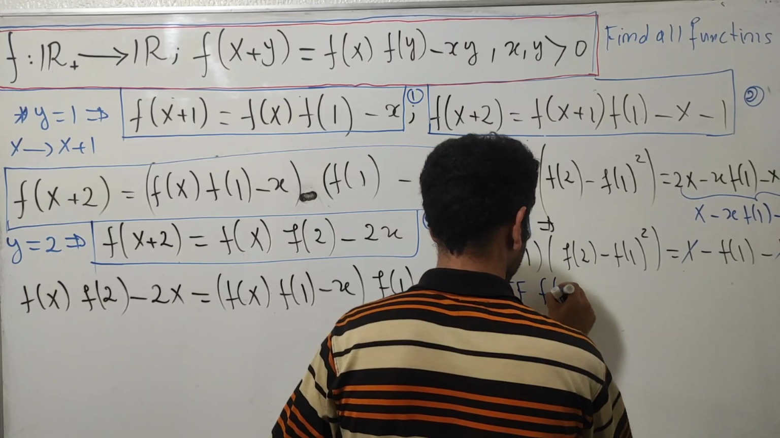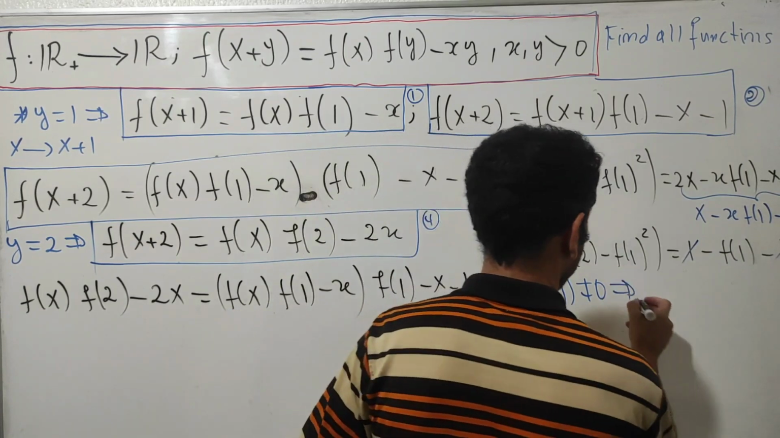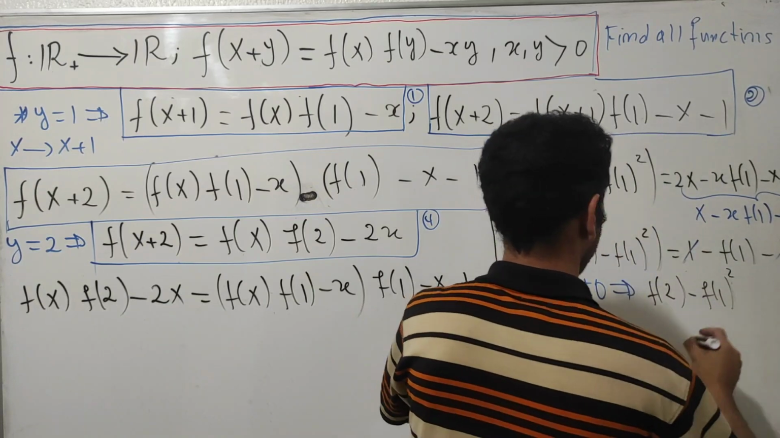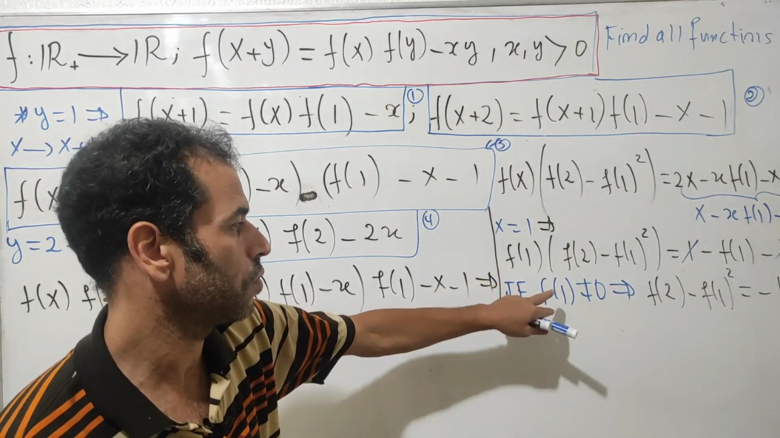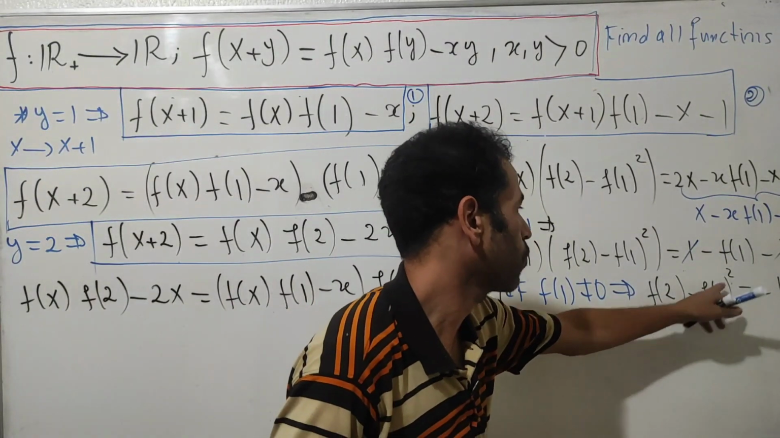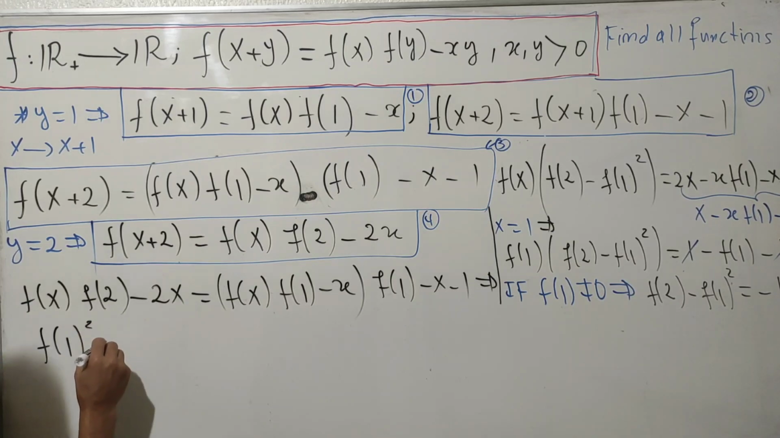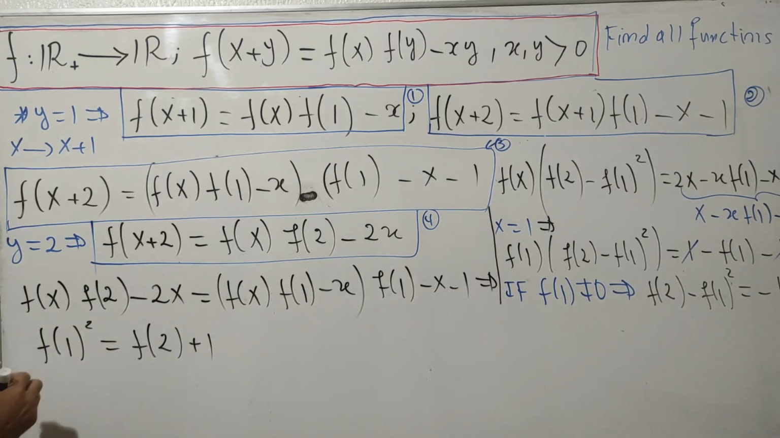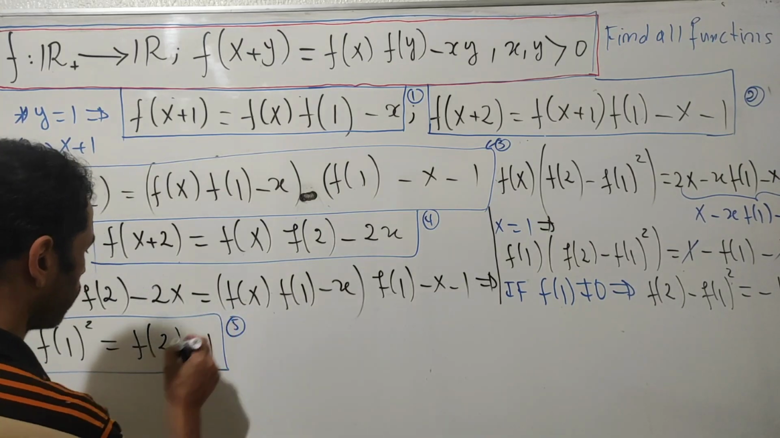If f of 1 is different than 0, this implies f of 2 minus f of 1 squared equals minus 1, because I'm dividing both sides by f of 1. So let's move f of 1 squared to the other side and bring the minus 1 to the left side. I get f of 1 squared equals f of 2 plus 1. So I get to this important formula. Let's call it equation 5.